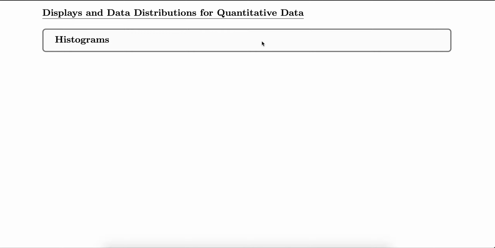Going through plots for quantitative data. It'll stretch out over a couple of videos. So just remember to note up here that we're talking about quantitative or numerical data. So we have a different set of plots.